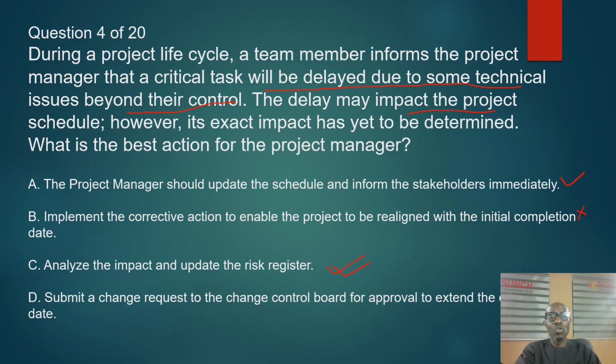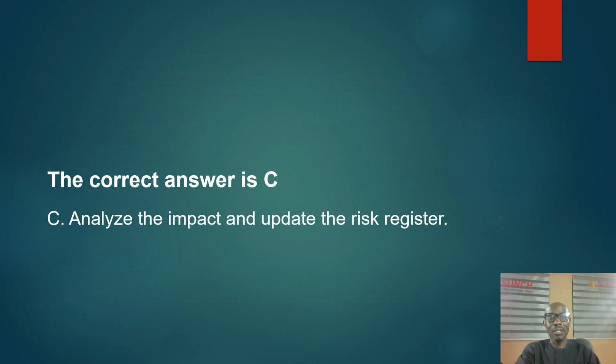You should do this before submitting a change request. This comes first. C comes first before D. You have to analyze first, know what is at stake, then submit a change request to the change control board for approval to extend the completion date. So C comes first. The correct answer here is C: Analyze the impacts and update the risk register. So we are correct. Let's look at the next question.